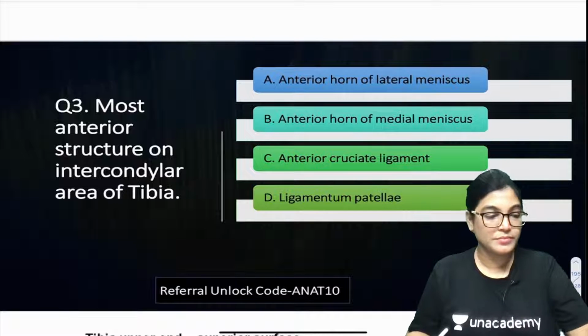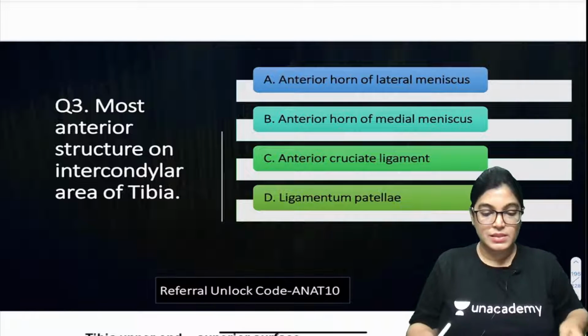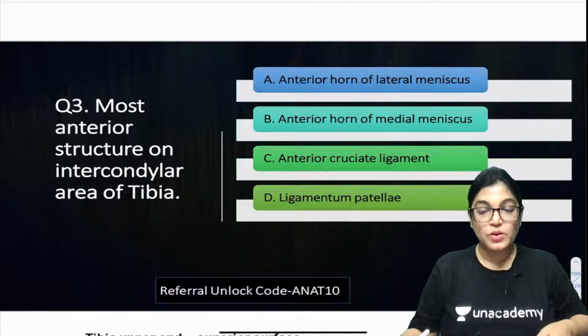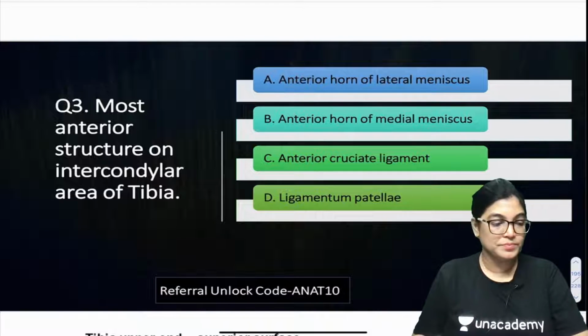Please mark the correct answer. I will give you another 30 seconds for marking it. There is a good mnemonic also for remembering this, and I will share that mnemonic with you.